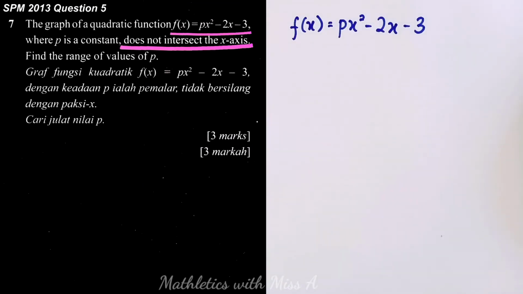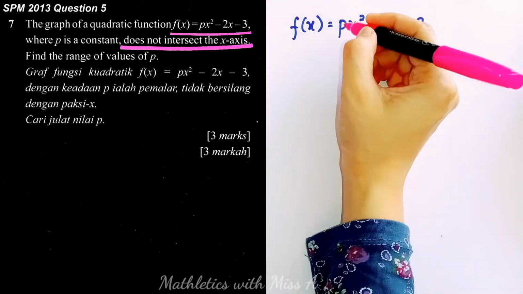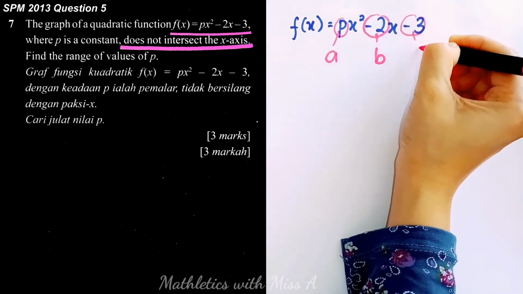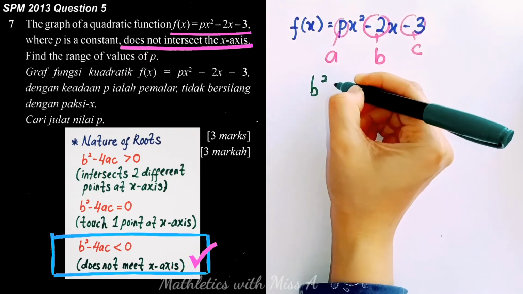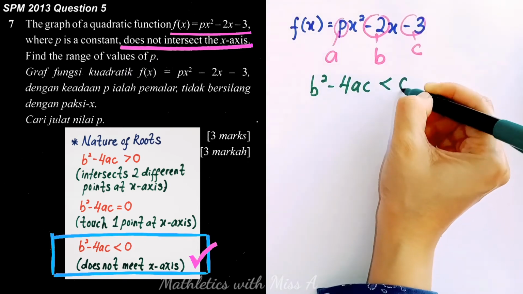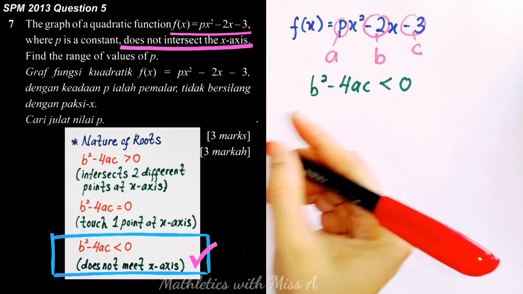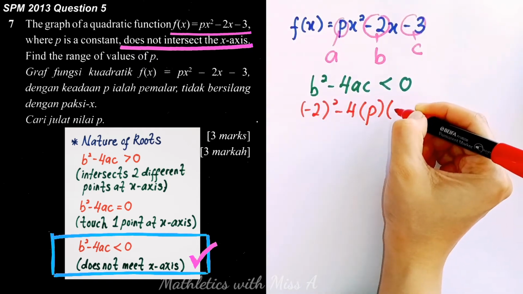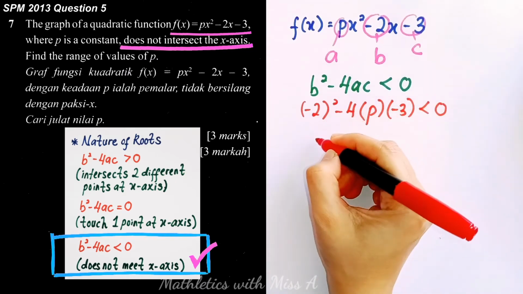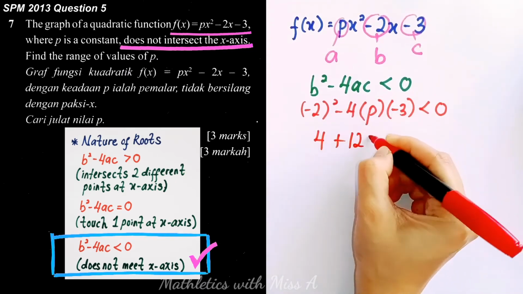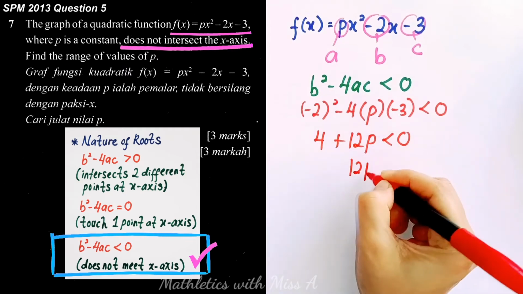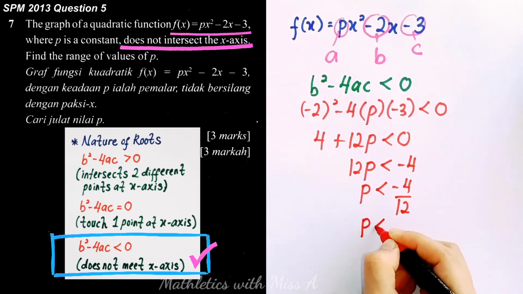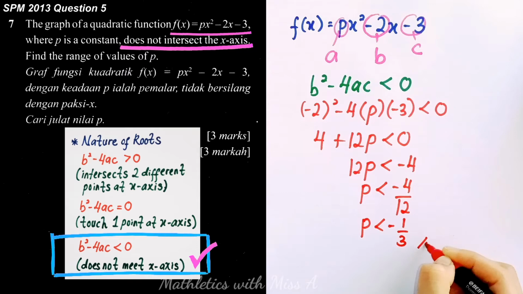The graph of a quadratic function f(x) equals to px to the power of 2 minus 2x minus 3, where p is a constant, does not intersect the x-axis. Find the range of values of p. So by using b squared minus 4ac less than 0, so insert all the values. So p less than negative 4/12, so p less than negative 1/3.